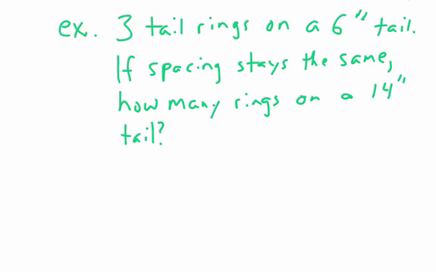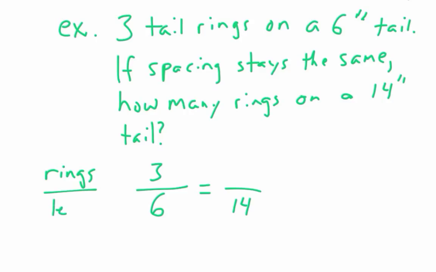So we could say, well, if you have 3 rings on a 6-inch tail, so you could do 3 over 6. You could also do 6 over 3 if you wanted to. You just have to make sure that both ratios in your proportion match up. So my 14, do I put that in the numerator or the denominator if I write it this way? Denominator. Because it was a 6-inch tail, our 14-inch tail has to go in the same place. So I'm kind of doing rings in the numerator and length, or inches in the denominator. So our unknown is up on the top. We're trying to figure out how many rings.